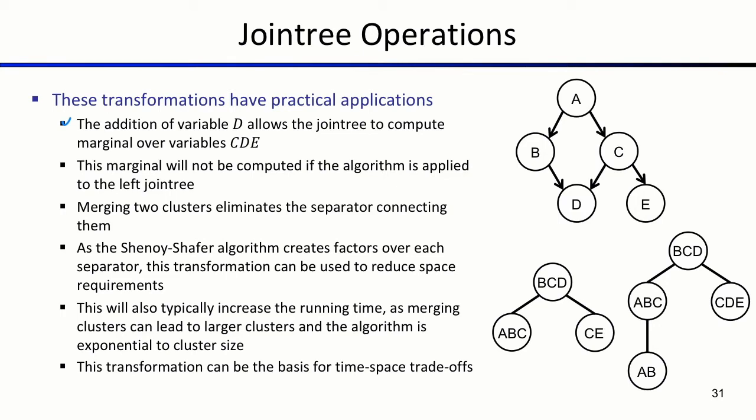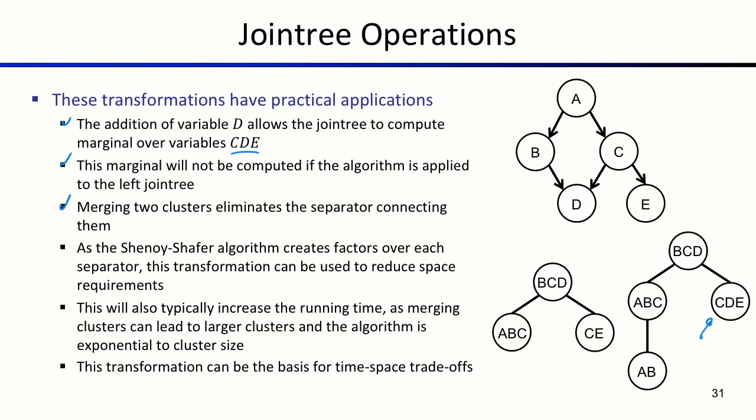So when we add a variable D here, now we have larger clusters over variables C, D, and E. We didn't have this before, so we were not able before to answer queries over this marginal. So we are gaining the ability to answer queries over this marginal C, D, and E. This marginal would not be computed if the algorithm was applied to the left joint tree.